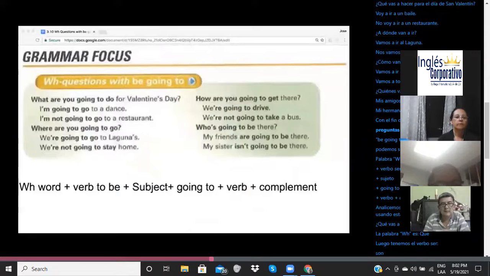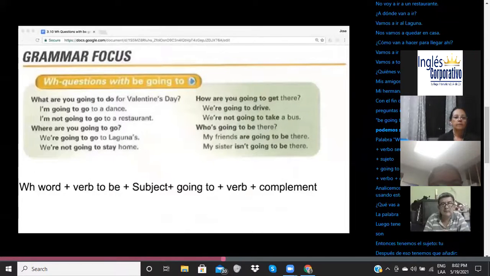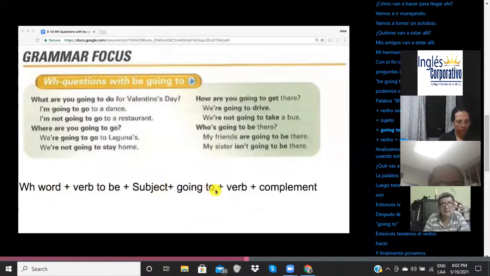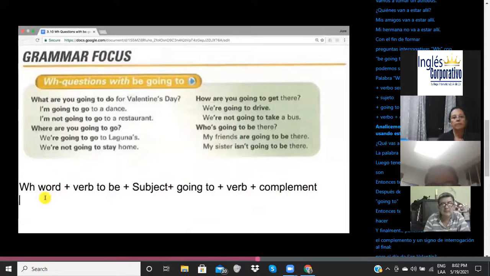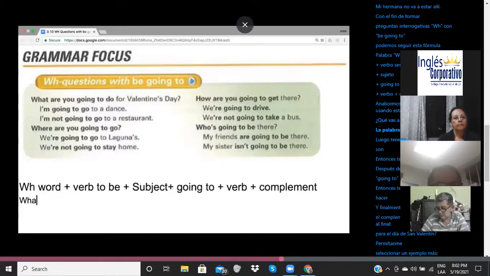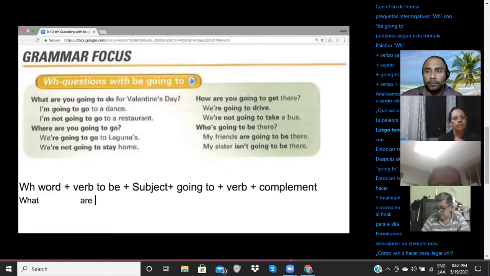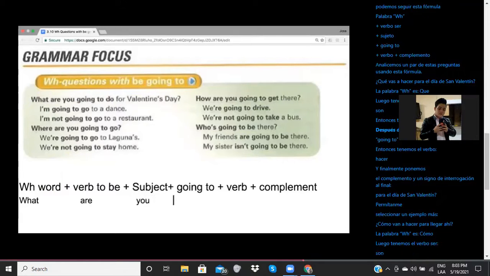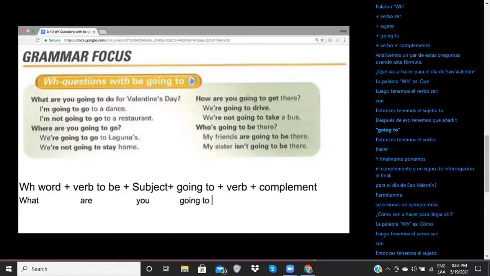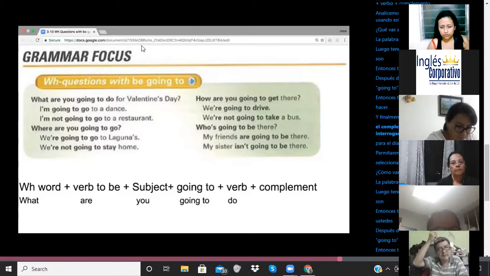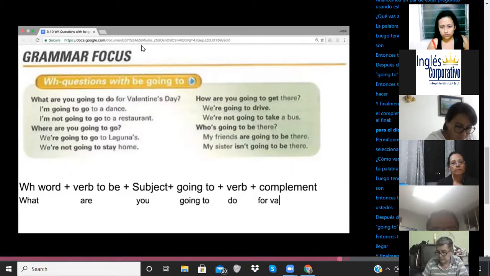In order to form WH questions with be going to, we can follow this formula: WH word plus verb to be plus the subject plus going to plus verb plus complement. Let's analyze a couple of these questions using this formula. What are you going to do for Valentine's Day? The WH word is what. Next, we have the verb to be, are. Then we have the subject, you. After that, we add going to. Then we have the verb do. And finally, we put the complement and a question mark at the end: for Valentine's Day.